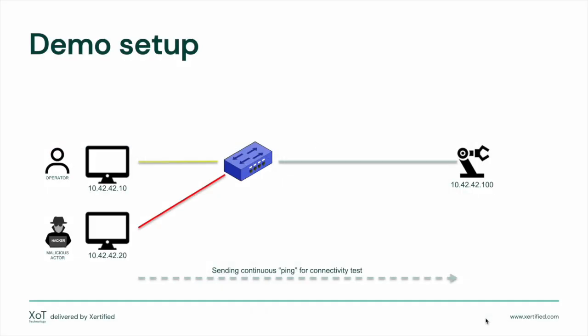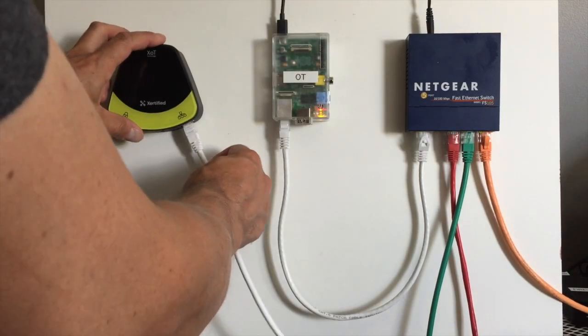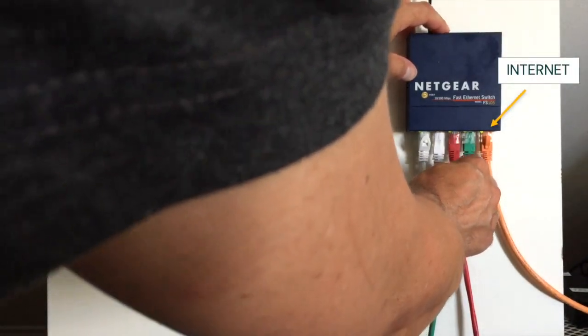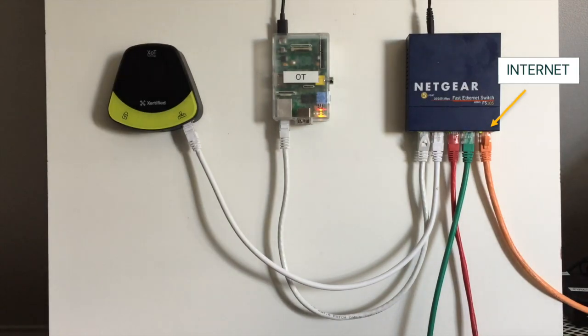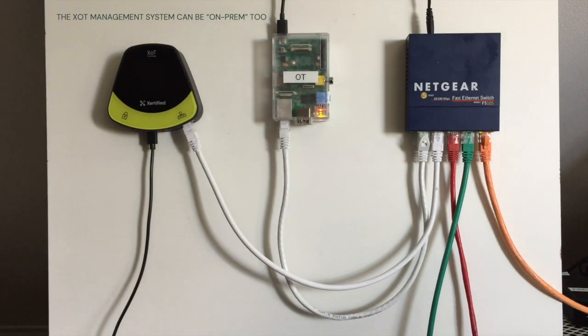Here's the setup that we're using, and we want to insert an XoT S1 in front of the OT device like this. However, before I insert the XoT S1 in the traffic path, I'd like to onboard it first, so it has all the necessary configuration. I'll plug it in like this, so it has connection to the internet. And what you can't see in this picture is our management system that's located on the internet. I'll power it on.